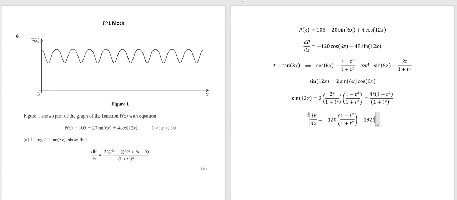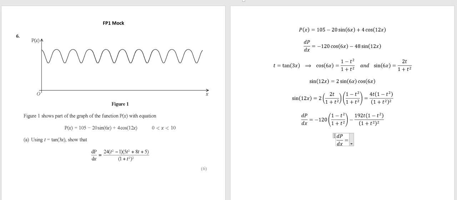So 192t, 1 minus t squared over 1 plus t squared all squared. Now the format they've asked for down here involves a 1 plus t squared squared on the bottom, so it makes sense that we should try to combine our two separate fractions.